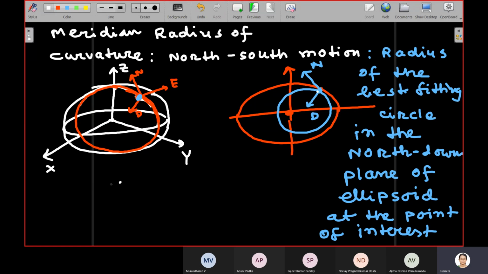Since they have the same curvature, the radius of the circle is actually the radius of curvature of the ellipse at that point, right? So the meridian radius of curvature is the radius of the best fitting circle at the point of interest in the north down section of the ellipsoid. The other radius of curvature is called the transverse radius of curvature.